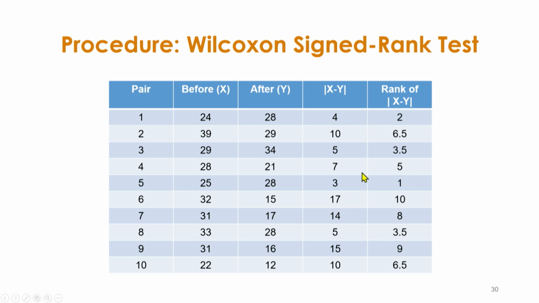Now we can see here the minimum difference is 3 and we give it rank 1, and the next minimum is 4 and we give it rank 2. Like that we proceed, and we can see that there are tied ranks. For example, the third and fourth values are both 5, so we took the average and gave 3.5 and 3.5. This is how we work when we come across tied ranks.